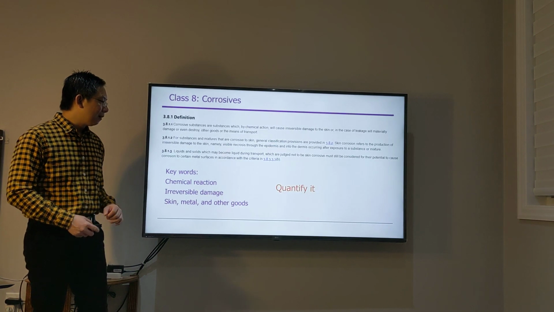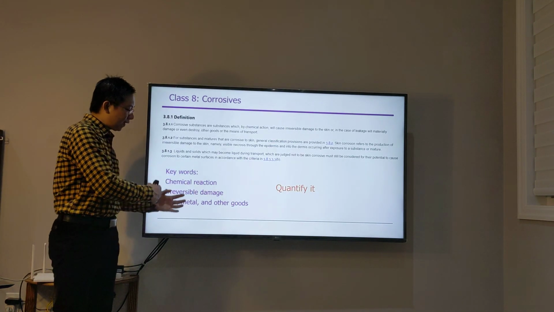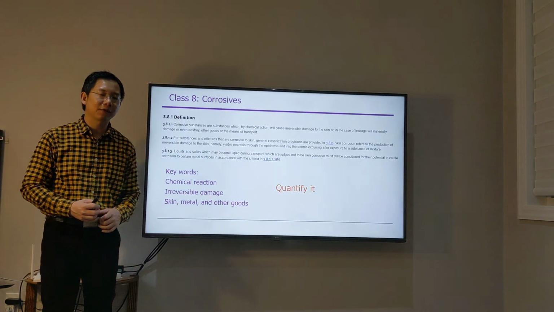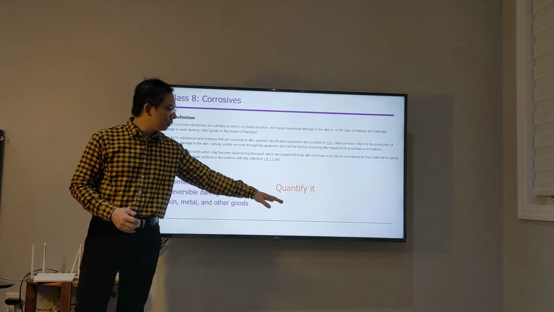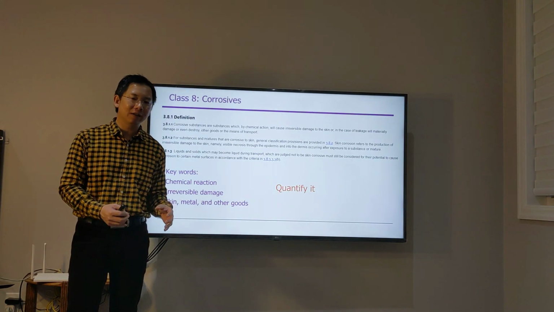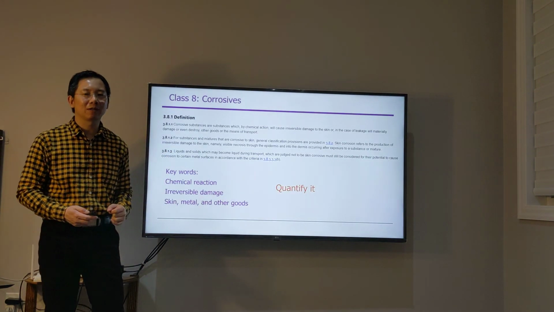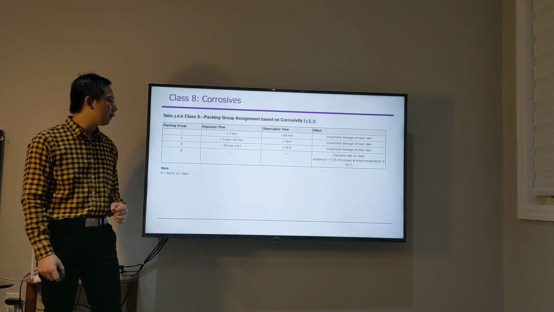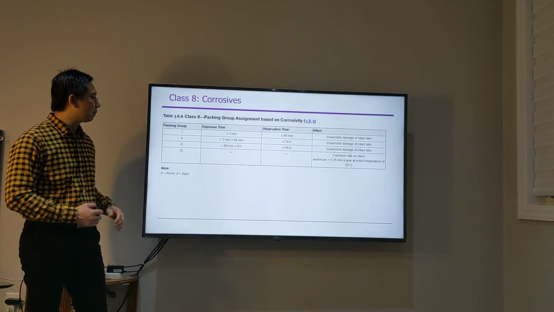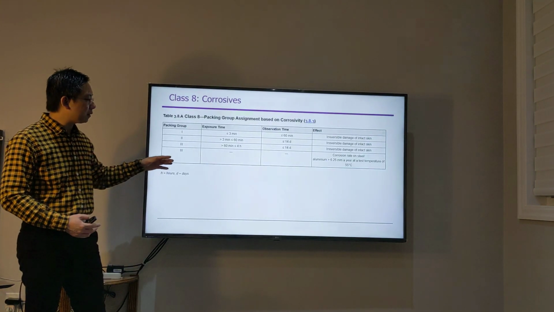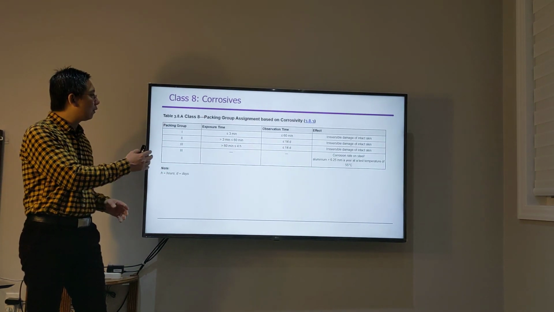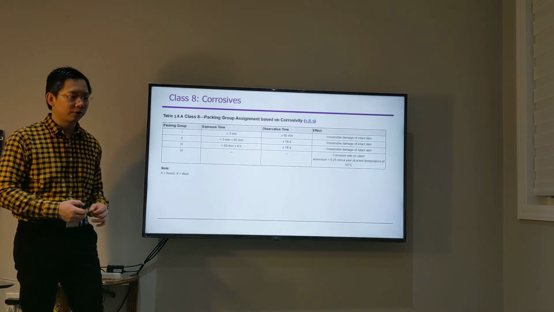So we know that there are some effects to identify the class 8 corrosive materials. Now we only need to quantify it. With the numbers, we know exactly if this is a class 8 and if it is, what packing group it applies to. Let's have a look. If we check table 3.8.8, we will see the packing group assignment. Again, it tells us the packing group. It also tells us if the substance falls into class 8 corrosive.